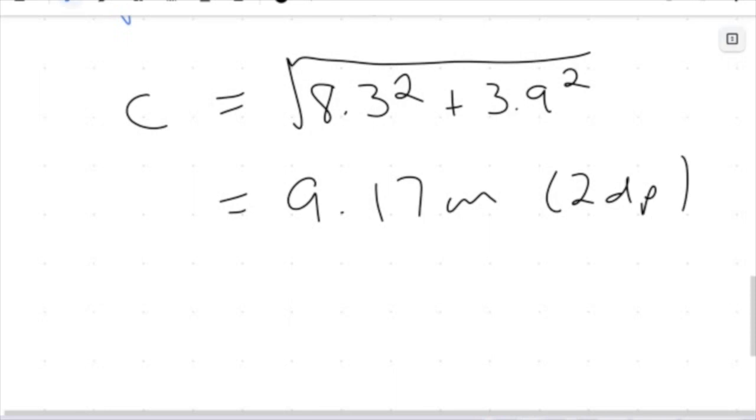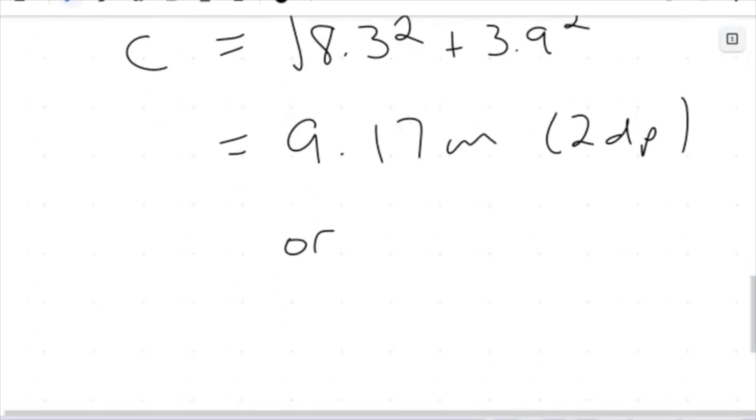And we can write this to, for example, 2 decimal places, or we can write this as a surd. So we can write this as 9.17, or we can write this as the square root of 84.1, I think it is, if we want a more accurate answer. But for this, the question asks us to leave it in 2 decimal places, so I'm just going to leave it as 9.17.